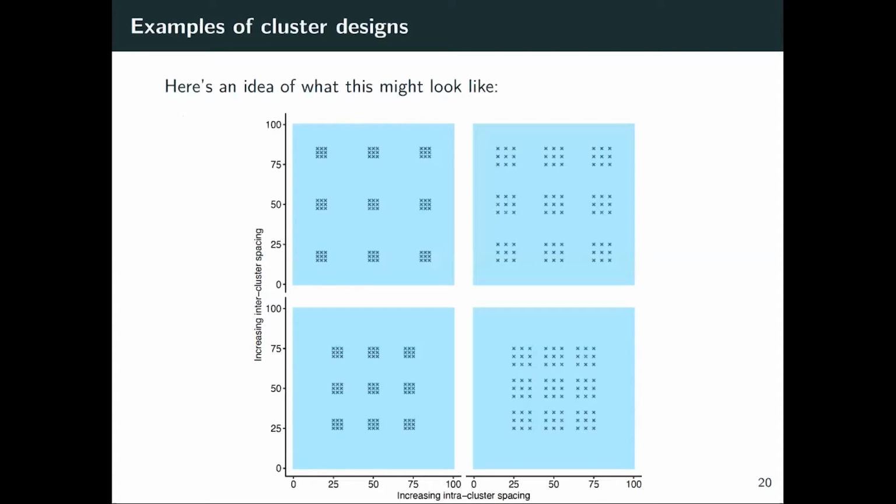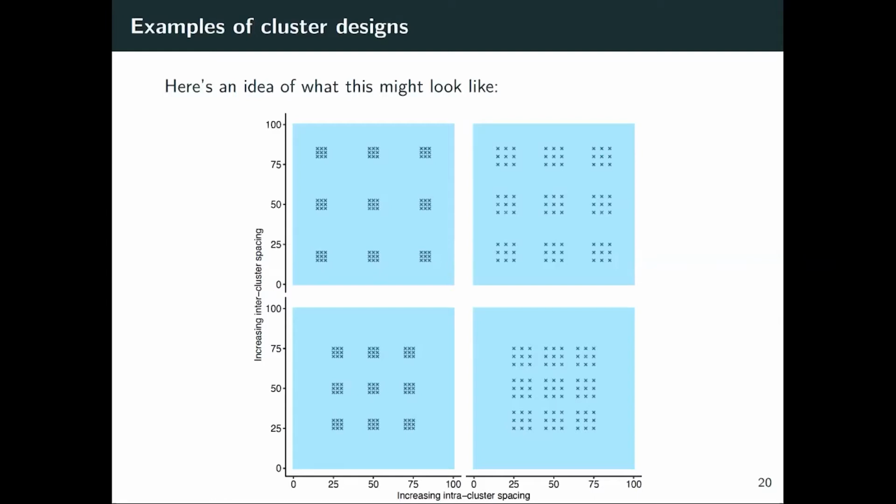On the bottom, we're essentially increasing the spacing within a cluster. That's on the x-axis, and on the y-axis, we're increasing the spacing between clusters. So if we start in the bottom left there, we see what looks like it could be a reasonable design. You have 9 clusters total. Each cluster has 9 traps. That's a lot of traps. And there's a good variation in spacing between the traps so that you could get good resolution on sigma.